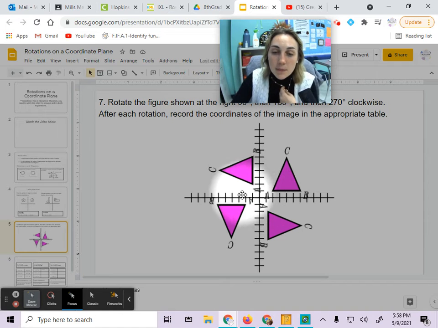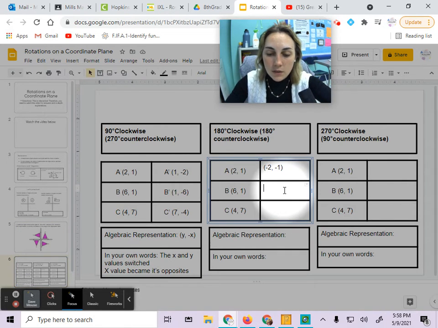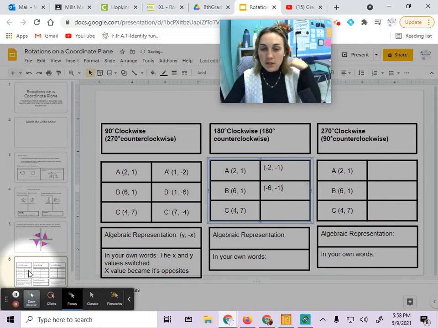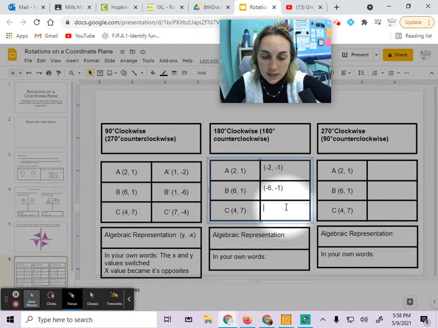Let's find B prime real quick. It's at -6 and -1, sorry. -6, -1. So far, so good. The pattern still stays. Now let's check C to make sure. We are at -4 and then -7. It did.